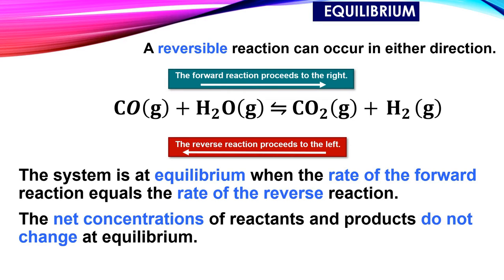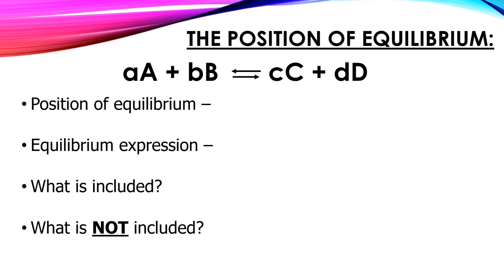The net concentrations of the products and the reactants do not change. So that's why we had to have it at the same level for 3 or 4 times. That means that's the concentration. They weren't changing. Okay, so some definitions that we need to know. Position of equilibrium: is it more towards the reactants or is it more towards the products? That's the position of equilibrium. Do I have more water in my reactants or in my products? Okay, that's the position of equilibrium.